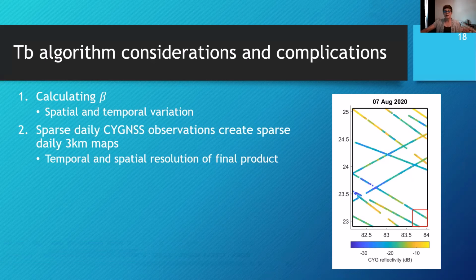So we are trying to determine how to adjust the temporal and spatial resolution of the final product in order to reduce these gaps and improve usability. We have considered averaging all Cygnus observations over the 2 to 3 days between SMAP observations and creating a product with the same temporal resolution as SMAP. We've also considered adjusting the spatial resolution of the final product, maybe to 4 or 5 kilometers instead of 3 kilometers, in order to reduce data gaps.